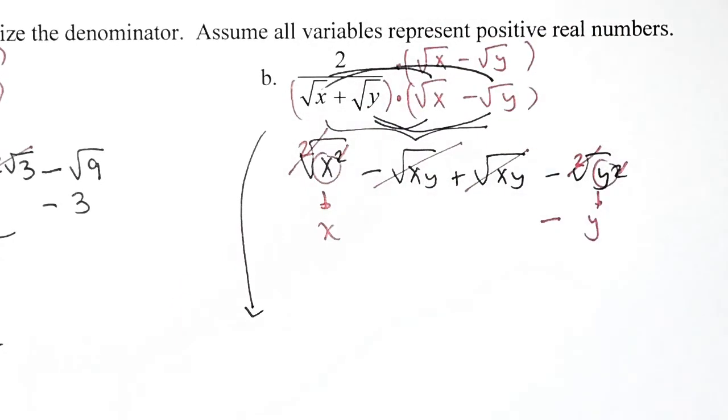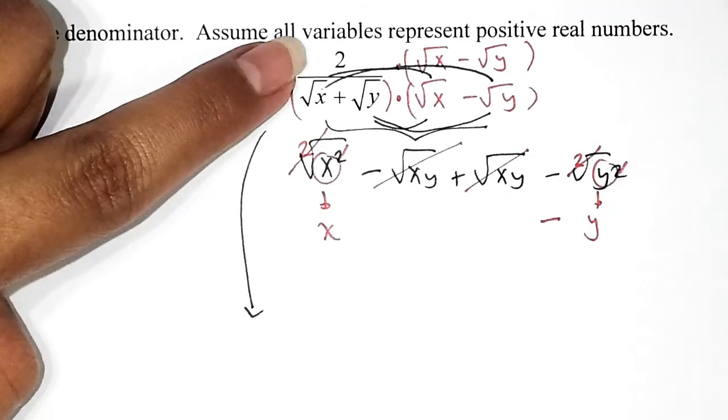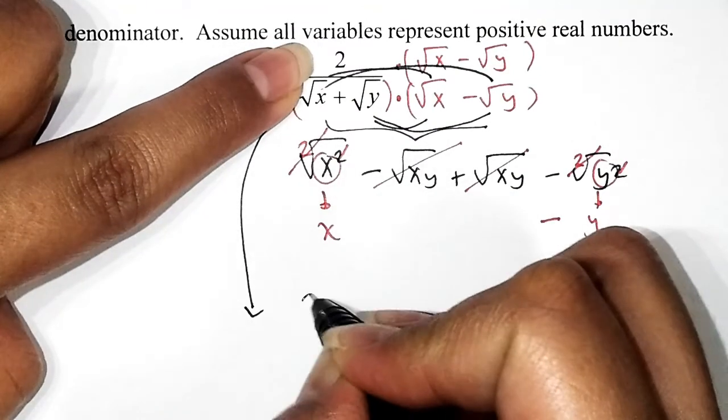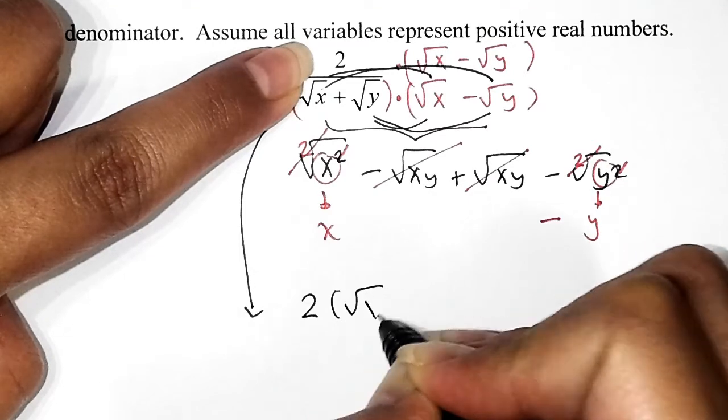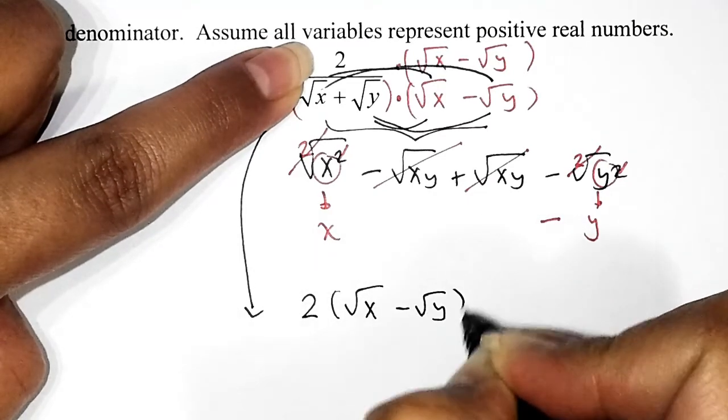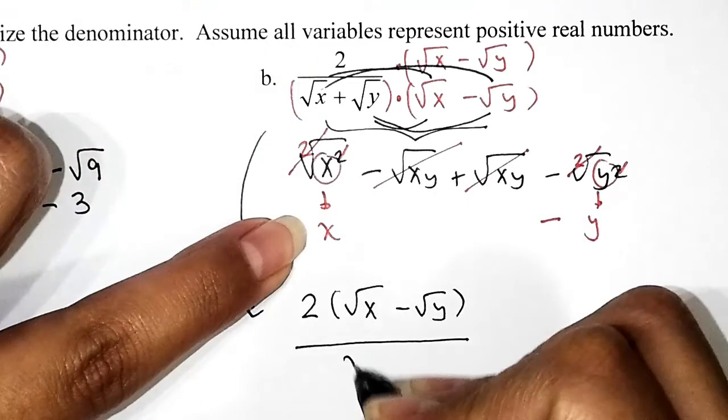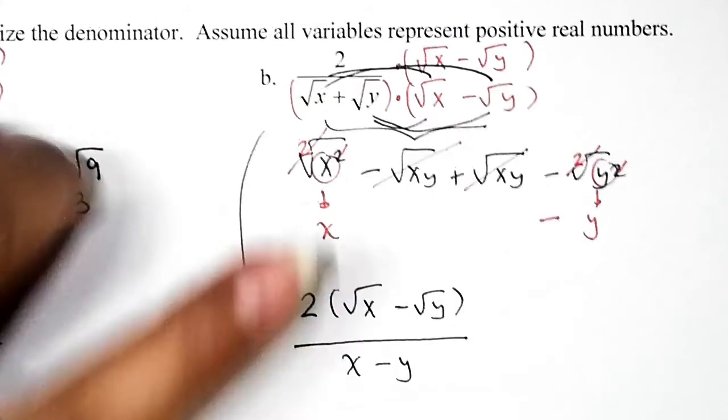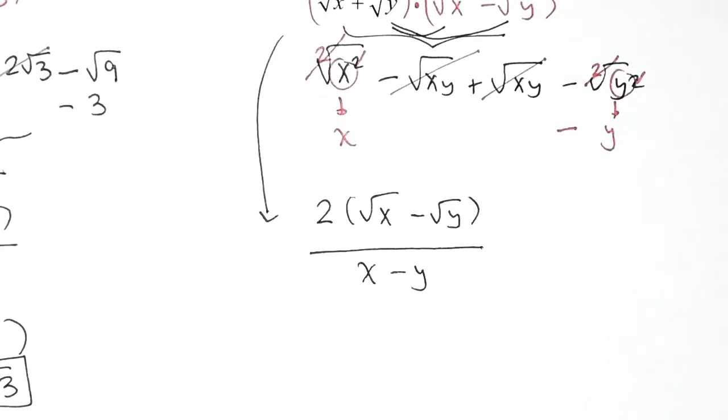Let me go ahead and bring down what we have. Before I distribute 2, let's go ahead write down what we have. 2 times the square root of x minus square root of y all over our simplified denominator of x minus y. So if you're not jumping for joy, it's time to get up because we are happy. Why? Because the radicals are gone in the bottom.